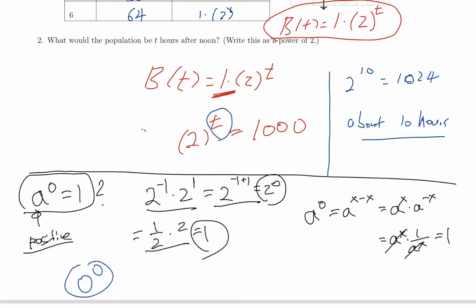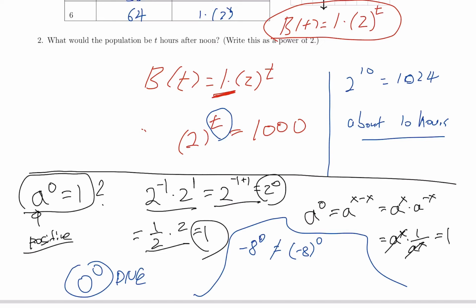It's undefined. So if you ever wonder why, this is why. Now with a negative number, we have to be a little careful. Let me just do it quickly. For a negative number, if I have, let's say, negative a to the 0 power, we have to differentiate between negative a to the 0 power and negative a, all to the 0 power. They're not necessarily the same thing. So either we write it like this or we write it like this.